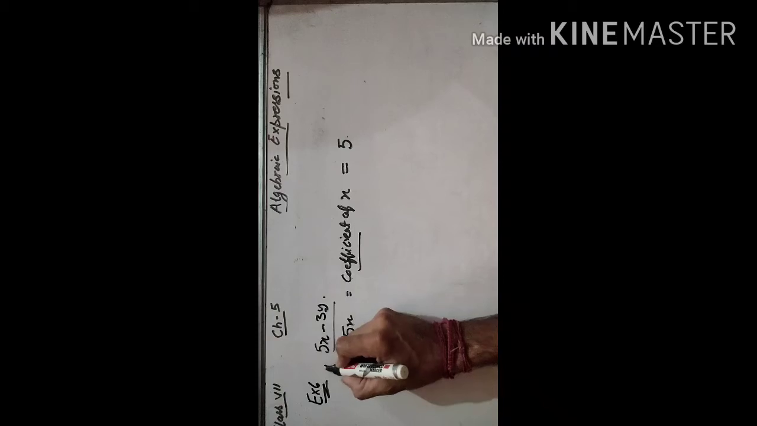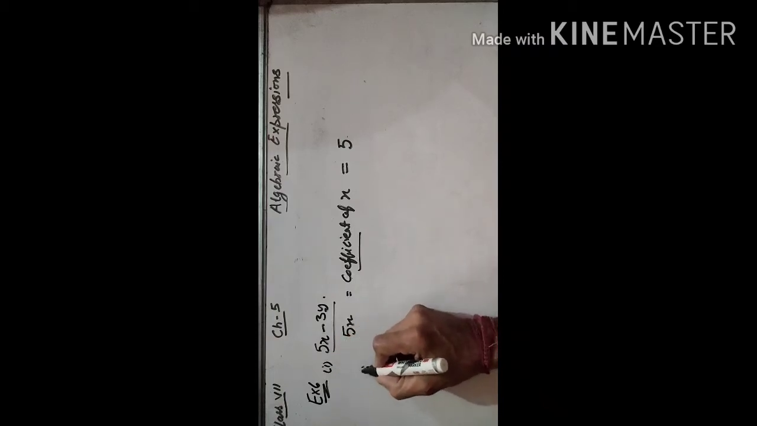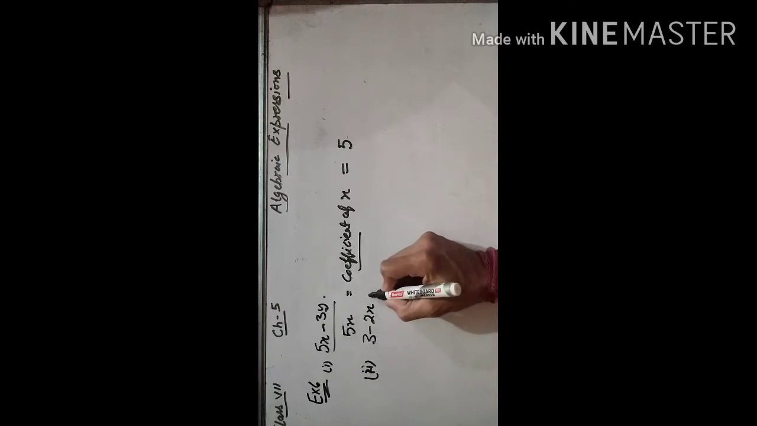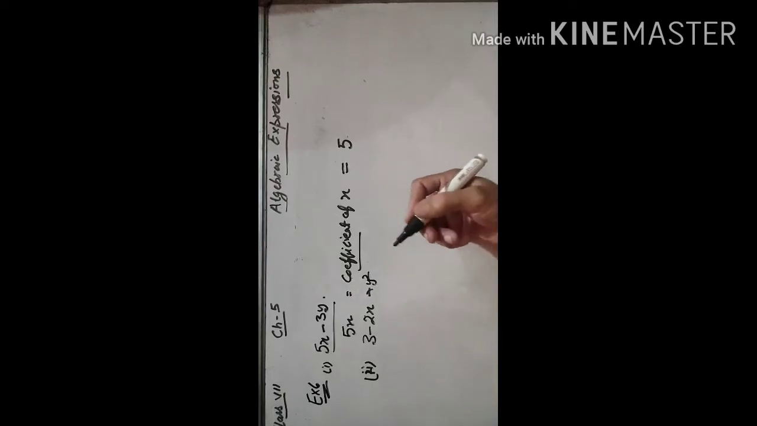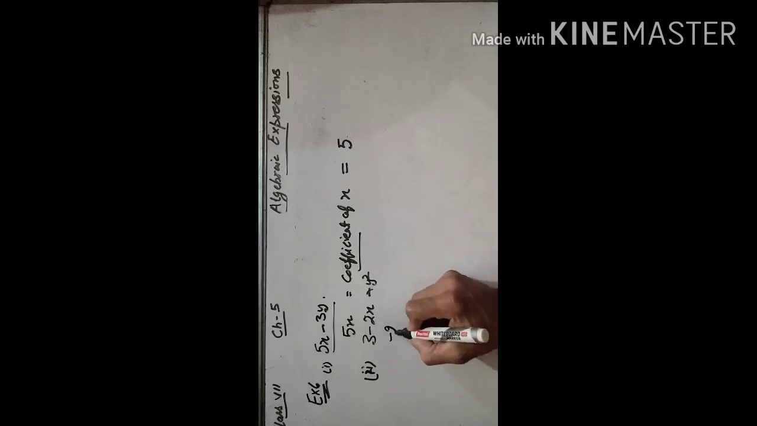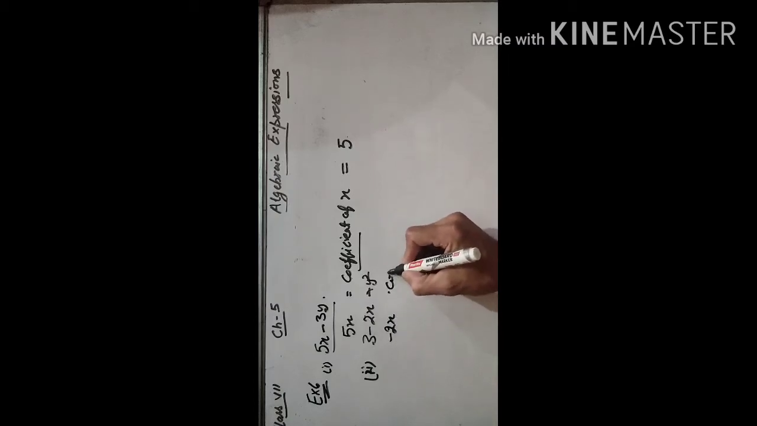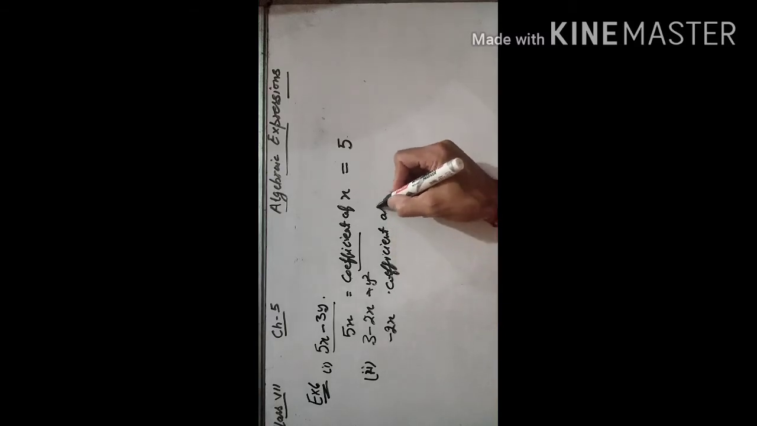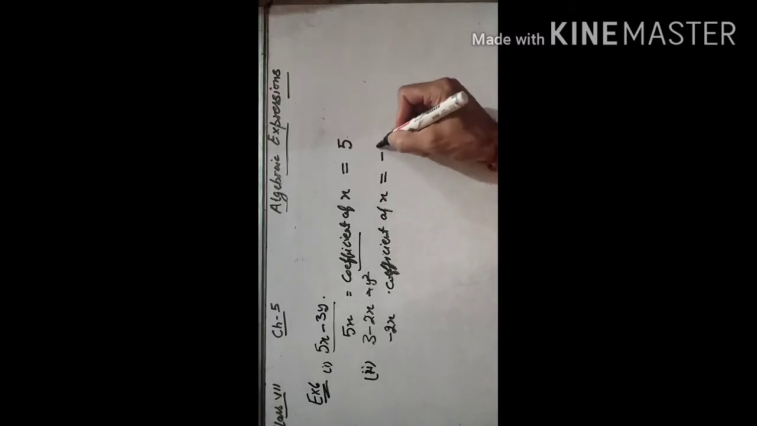Now, this is the first expression. The second expression is 3 minus 2x plus y square. In this expression, the term containing x is minus 2x, and the coefficient of x is minus 2.